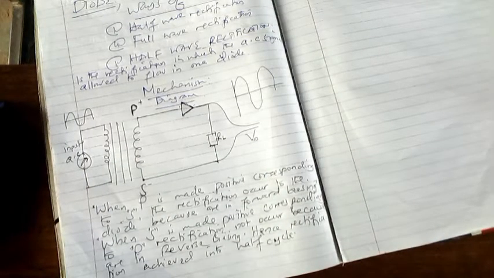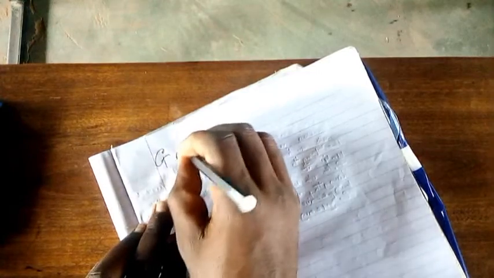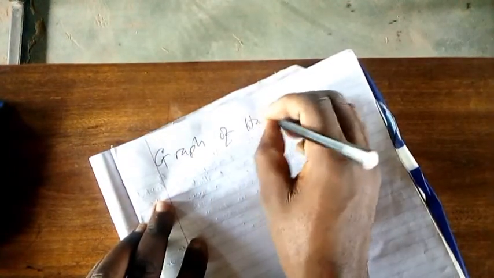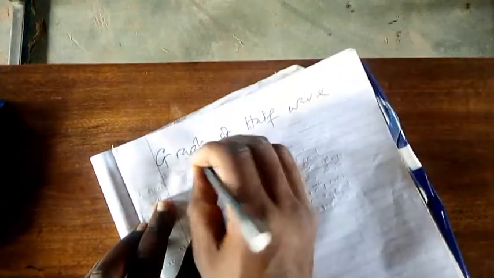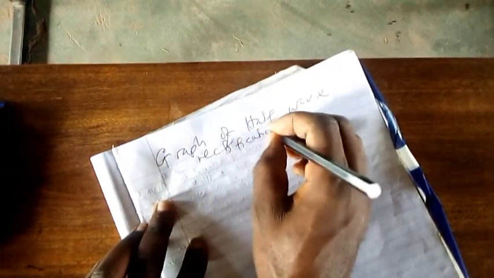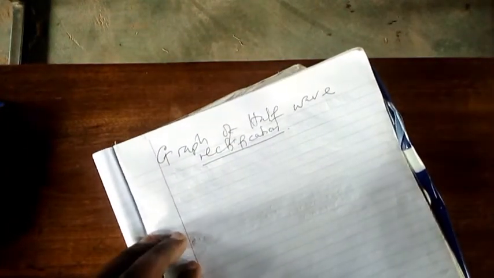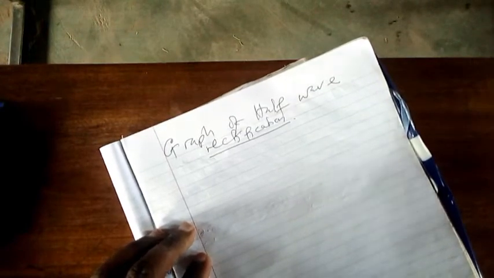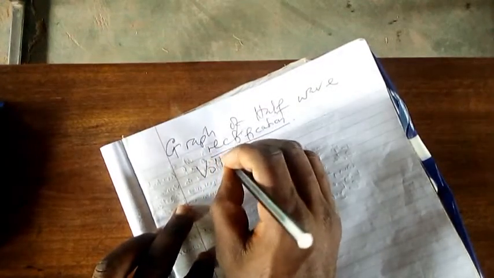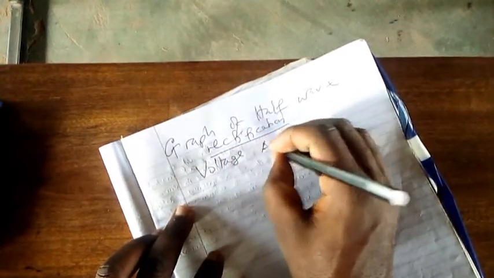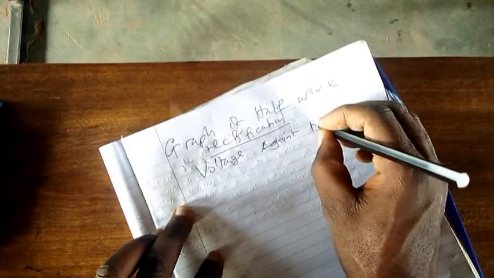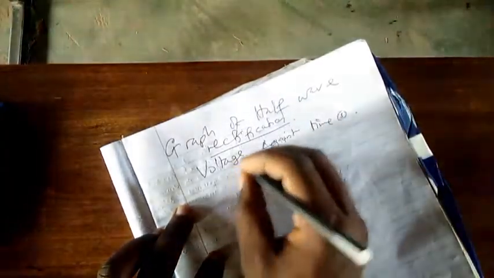Then apart from that, let us see the graph of half wave rectification. Okay, let us proceed. Let us now see the graph of half wave rectification. Tunaenda kuangalia graph ya half wave rectification. Graph ya half wave rectification hii huwa tunaichora voltage au output voltage against time. Huwa tunaichora output voltage against time ikiwa kwenye second. Huyu yupo kwenye volts.